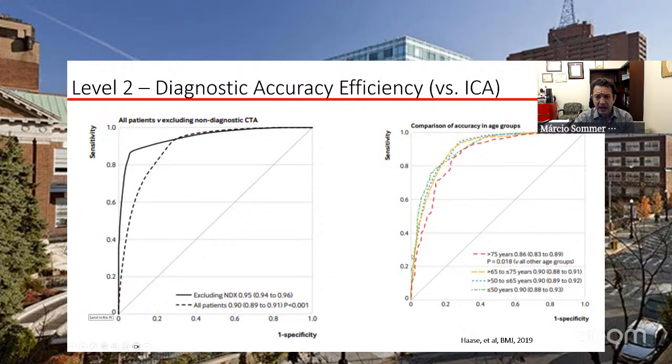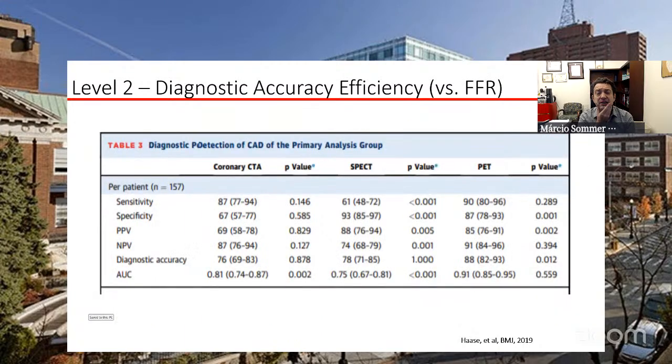And you see here, at least until the age of 75, performance is exactly the same. It's a little lower on the greater than 75, but not by a lot. So probably shouldn't use an age cutoff not to use CT because it works really, really well. Then we have another study that uses the outcome as being FFR, invasive FFR.